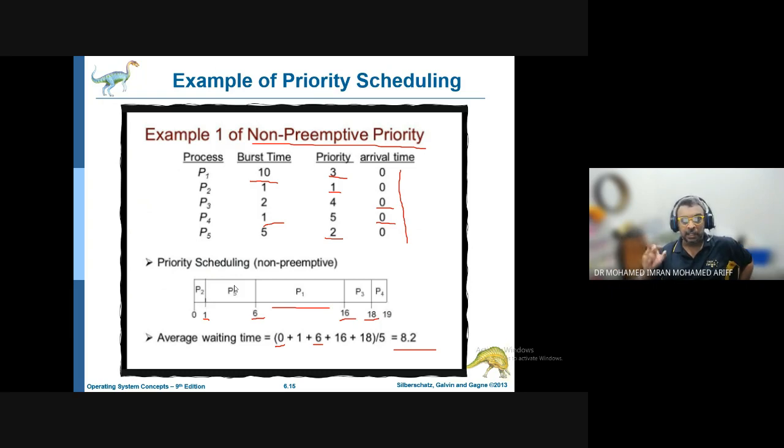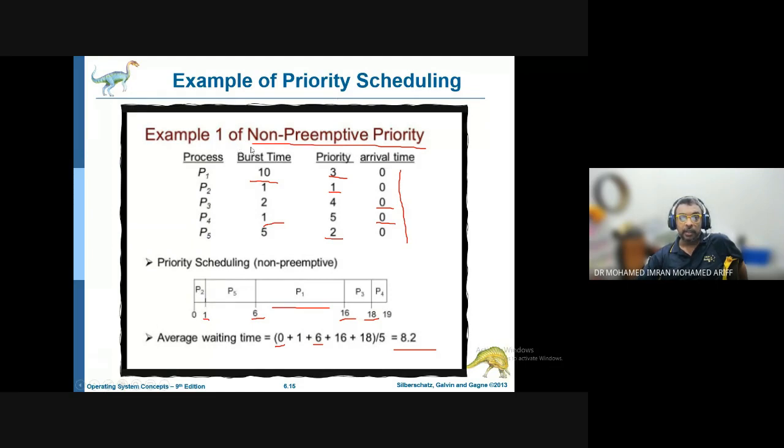Non-preemptive means the process will be processed until it finishes. Okay, let's look at this. P1 to P5, this is the arrival time, meaning all of these processes arrive at the same time. Now, the operating system needs to choose between process 1 to process 5, which process should be processed first.